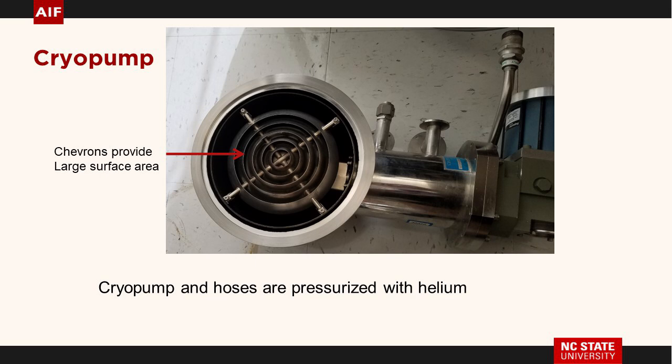And you can see these chevrons, these surfaces, have a lot of surface area. Safety-wise, I think it's like 300 psi. They're really highly pressurized. So if you're taking off these hoses, whatever, you have to be careful.